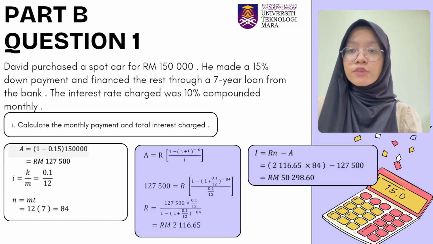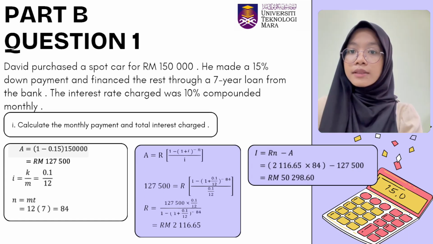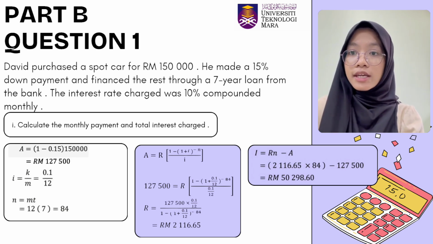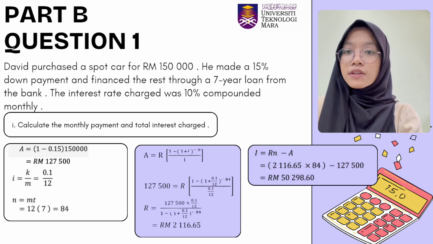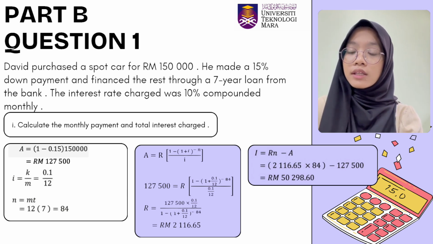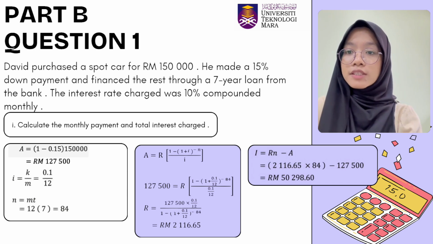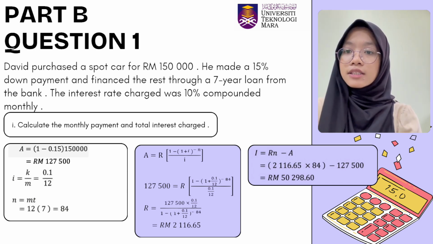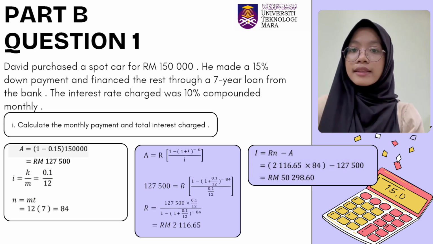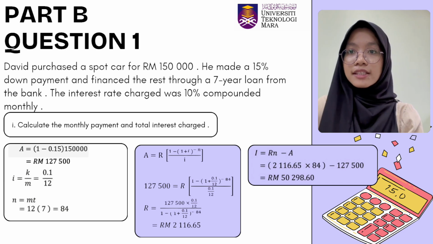Alright, then we will move to the next question, which is part B of the first question. To find the money payment and the amount of interest charge, we need to use the present value formula, which is A equals R times (1 minus (1 plus i) to the power of negative n) divided by i. The question has given the present value, which is equivalent to A. A is worth RM127,500. i is 0.1 divided by 12. Lastly, n equals 84. Then enter all this information into the present value formula. So the answer for the money payment is RM2,116.65.